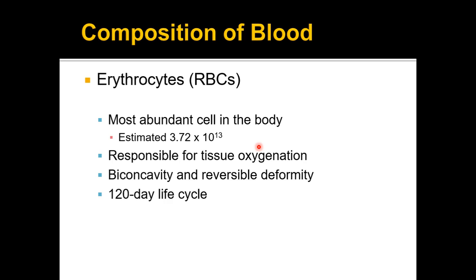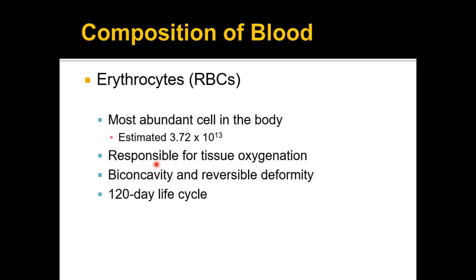So let's look at red blood cells first, erythrocytes. Check out this number. There are estimated to be in an average adult body 3.72 times 10 to the 13 red blood cells at any given time. That's nearly 37 trillion red blood cells. That's why red blood cells are the most abundant cell in the body. We've got so many red blood cells.